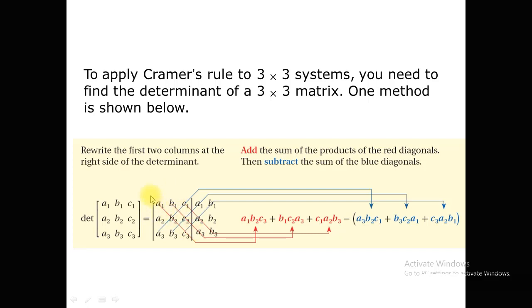We can also use another method for a 3 by 3 matrix. The procedure of this method is to rewrite the first 2 columns at the right side of the determinant, and add the sum of the products of the red diagonal entries, then subtract the sum of the products of the blue diagonal entries. These are the sums of the products of the red diagonals, and these are the sums of the products of the blue diagonal entries. Subtracting this result from this result, we obtain the determinant of a 3 by 3 matrix.